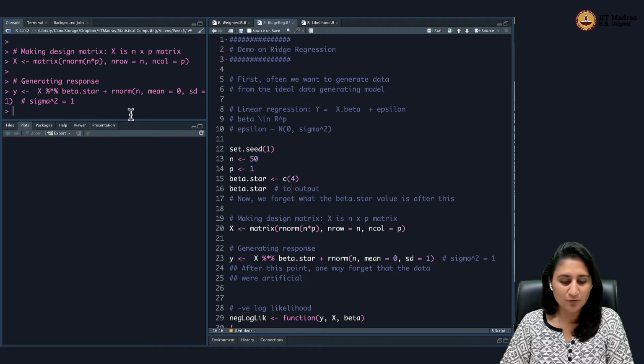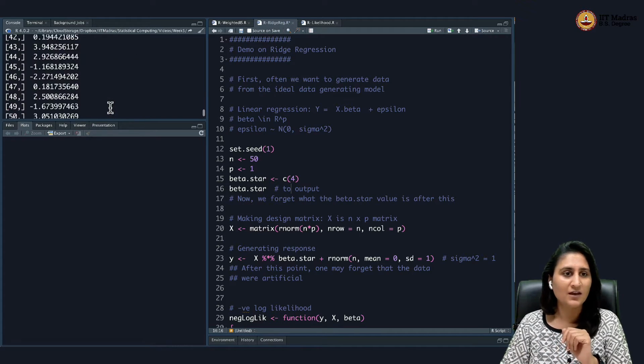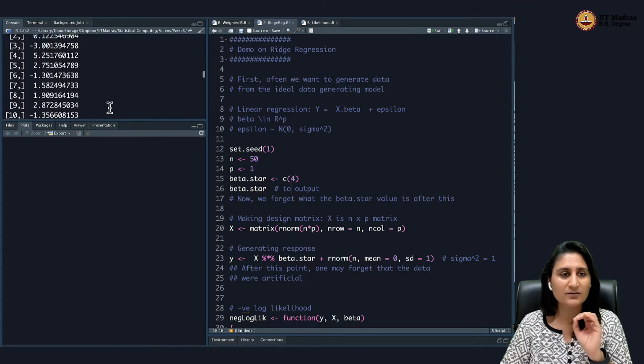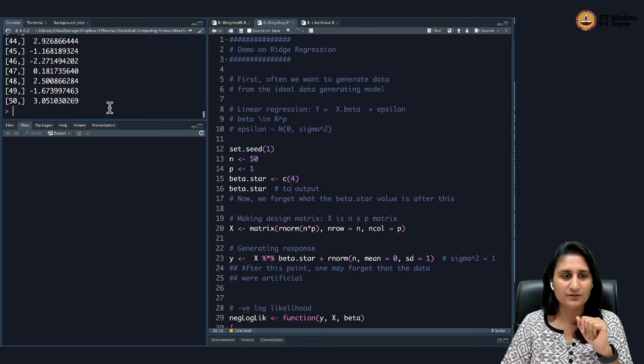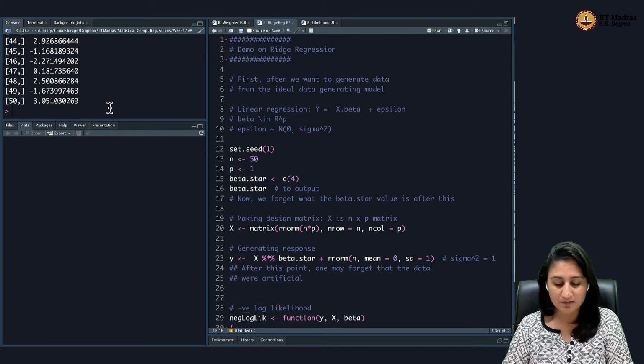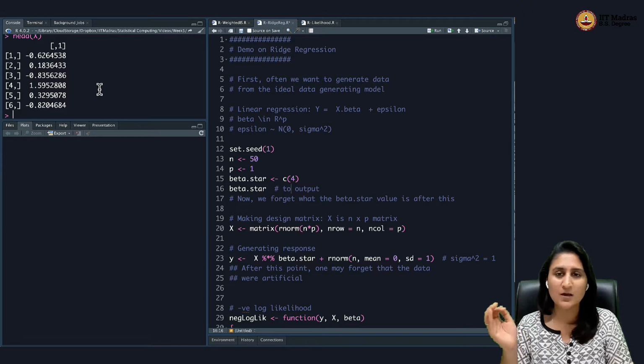So for example, here I can look at what Y is. If I look at the head, or if I just look at Y, it should be 50 observations. And here it is. It's a column vector of length 50. And we see all kinds of different values on here. And if I look at X, I can do head of X, for example. P is just 1. So X is N by P, so it's also 50 by 1.